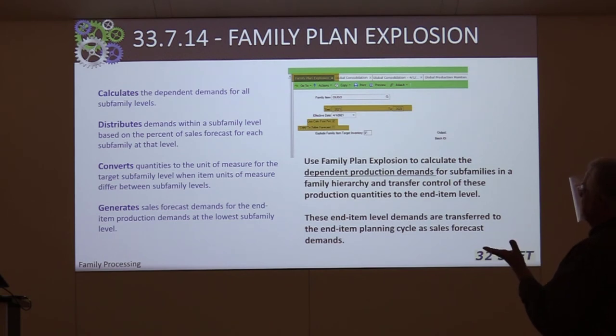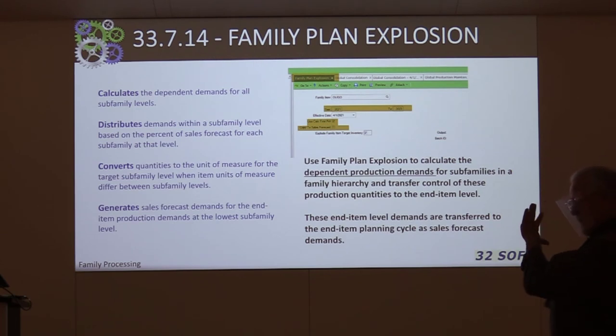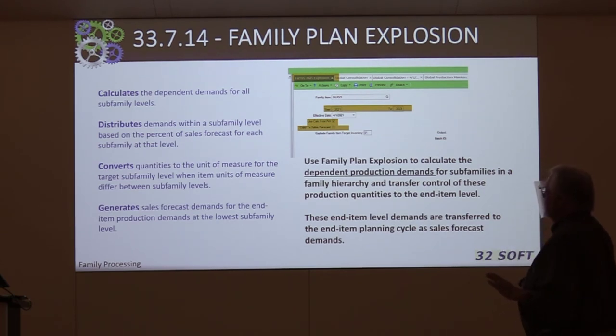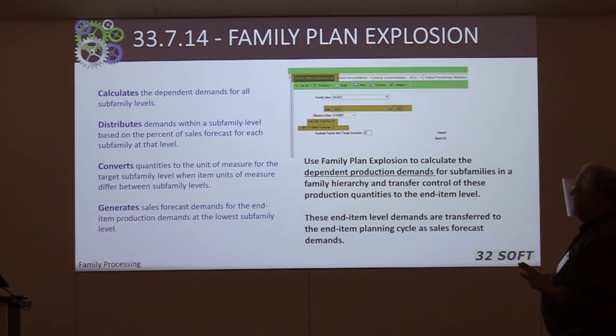Then you've got the explosion, which calculates your dependent demand for all the subfamilies. It distributes that demand within the family based on the percentage forecast we saw, and then converts those quantities to the unit of measure of the target subfamily. So again, you're gonna have to very specifically define what those units of measure are, and then it generates sales forecast demand for end item products. So this is a very important tool within that sales operation planning process.